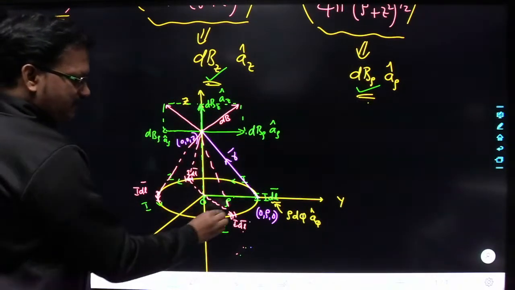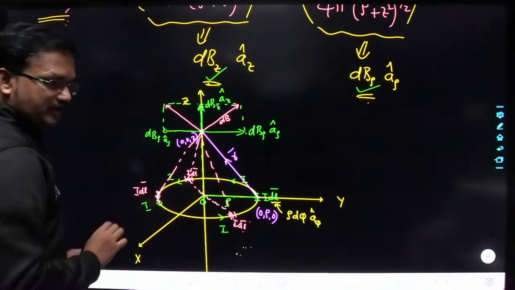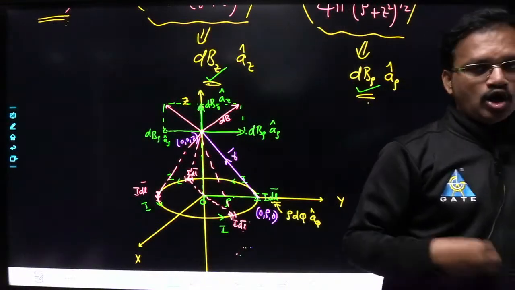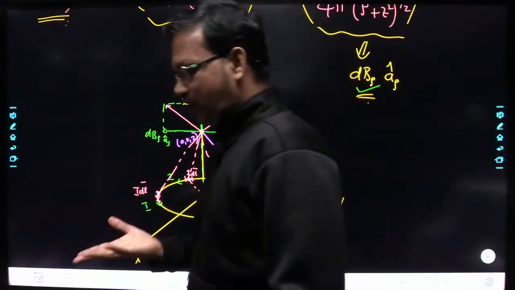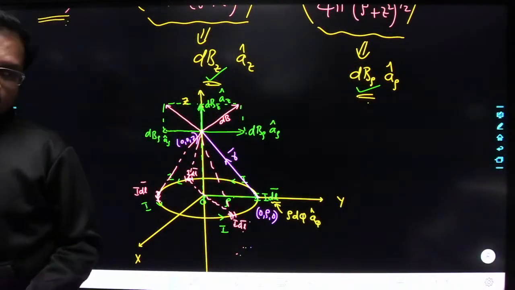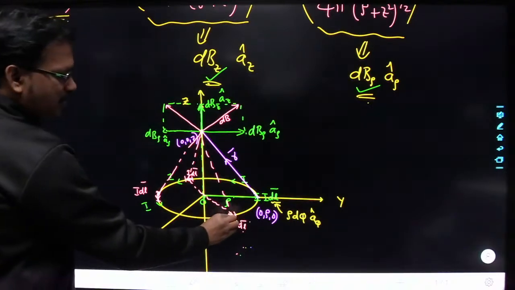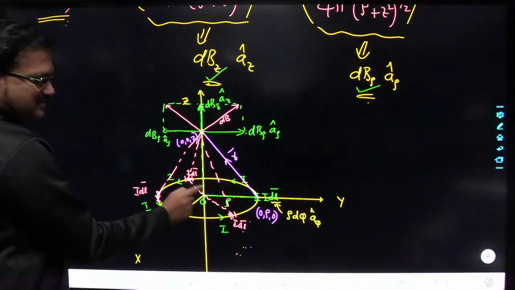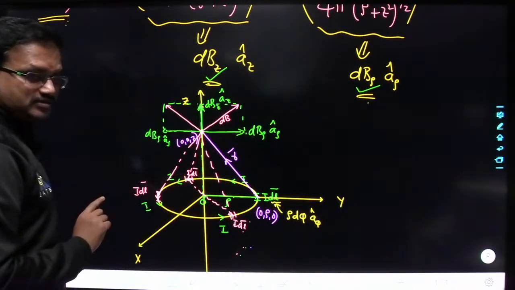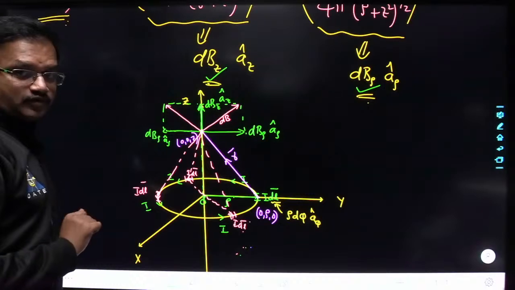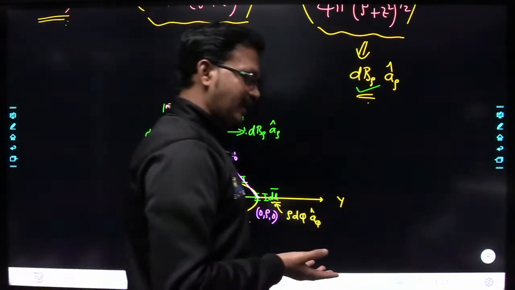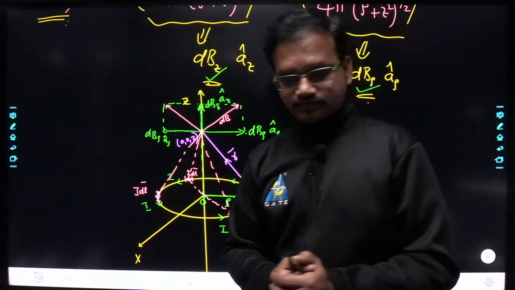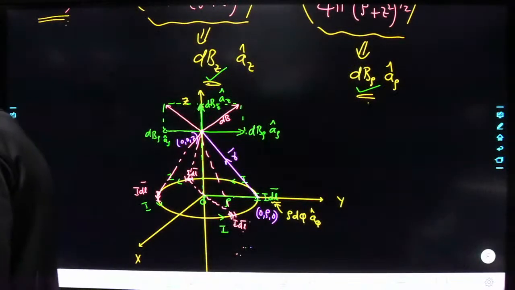In the same manner, whatever small differential current element you consider is going to have a rho component as well as a Z component. Understood? Okay. So for each and every small differential current element, there exists a symmetric current element on the other side. Because of this symmetry, which components will get cancelled and which components will get added up? Tell me here.